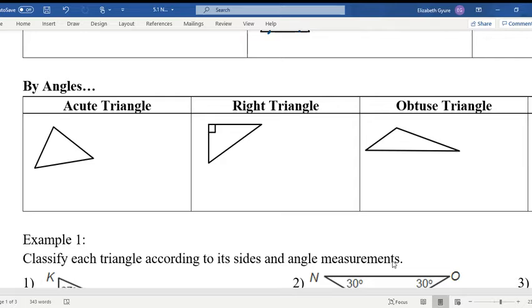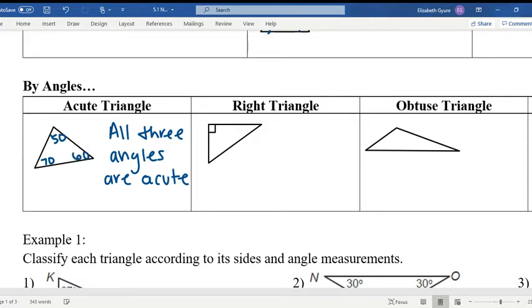So if it's an acute triangle, all 3 angles are acute. Can someone remind us what acute means? Mark? Less than 90 degrees. So all 3 angles are going to have to be less than 90 degrees. So for example, maybe this angle is 70 degrees, maybe this angle is 50 degrees, and maybe this angle is 60 degrees. Right? All of those are acute angles.